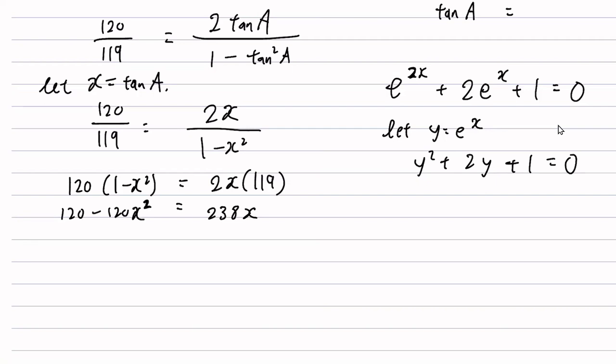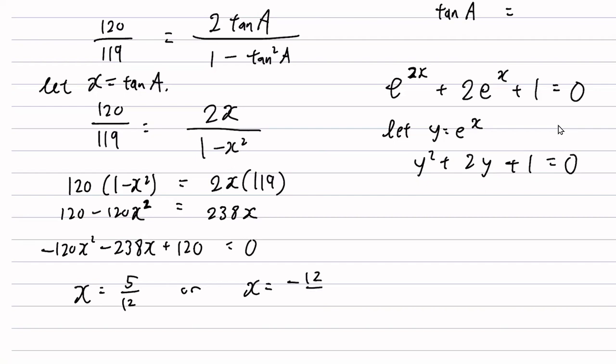Okay. And then just minus 120x squared minus 238x plus 120 equals 0. Use calculator: negative 120, negative 238, 120. And then you get the exact value: x equals 5 over 12 or x equals negative 12 over 5. So what is x? It's tangent of A.